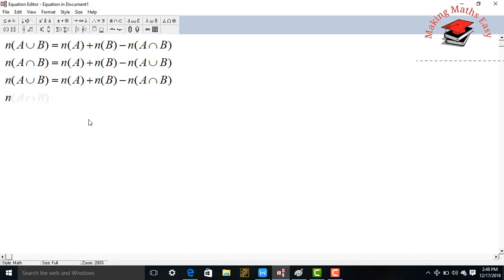Similarly, you can do it mathematically. See, here we have found n of A union B equals n of A plus n of B minus n of A intersection B. Take this n of A intersection B to the left hand side, so it becomes n of A intersection B on the left hand side equals n of A plus n of B minus n of A union B. Hence we have proved both the expressions, intersection as well as union.